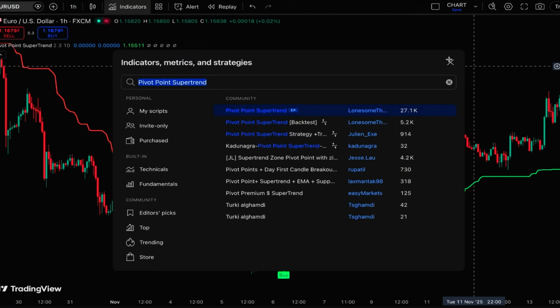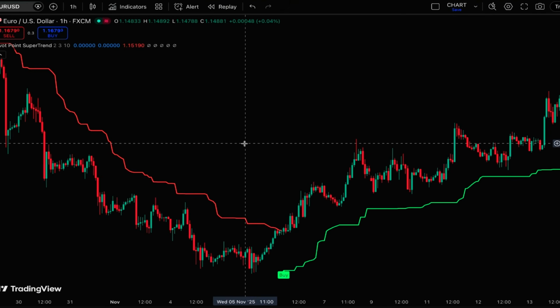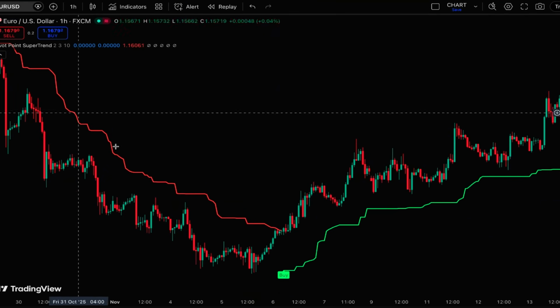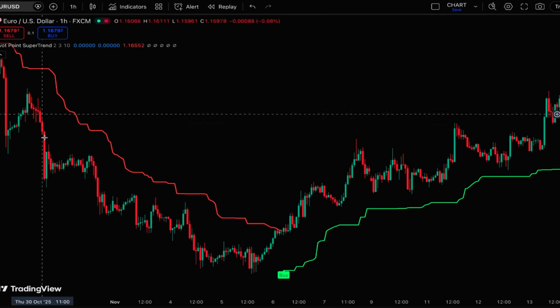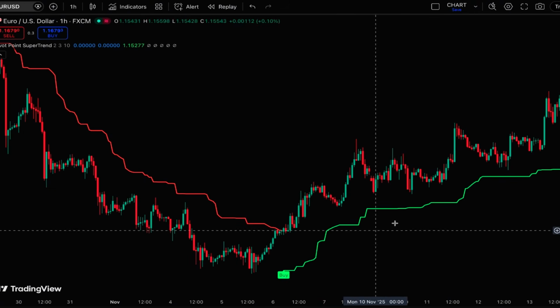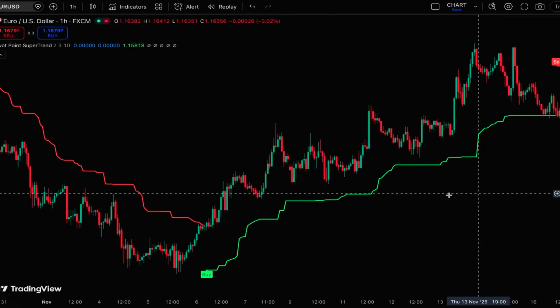This is a newer version of Supertrend, and compared to the original version of Supertrend, it performs better. When the line is above the price and red, the market is trending down, and when the line is below the price and the color is green, the market is in an uptrend.